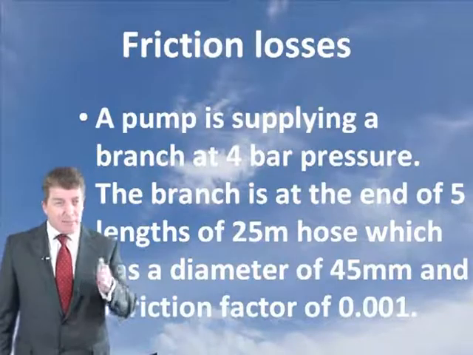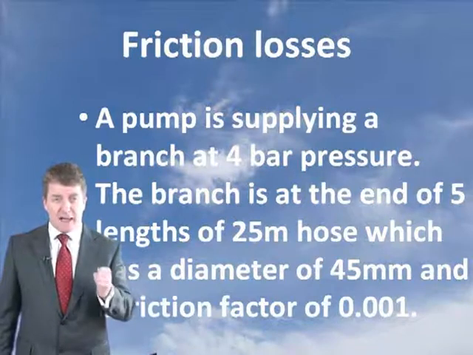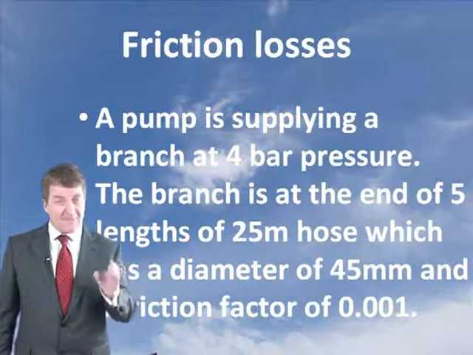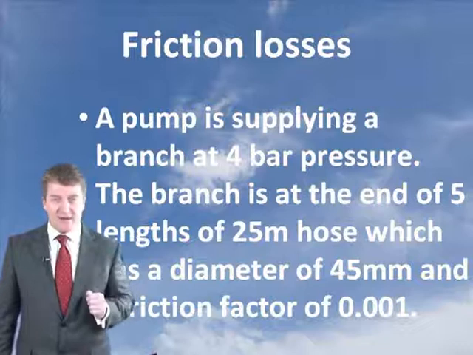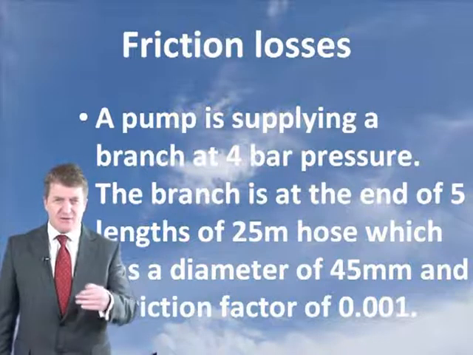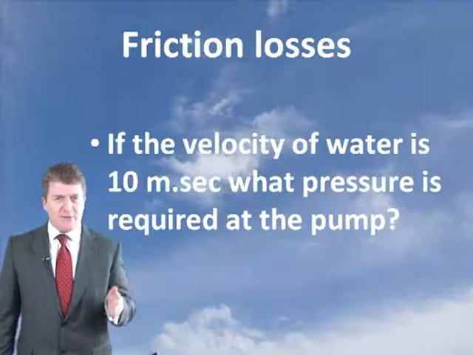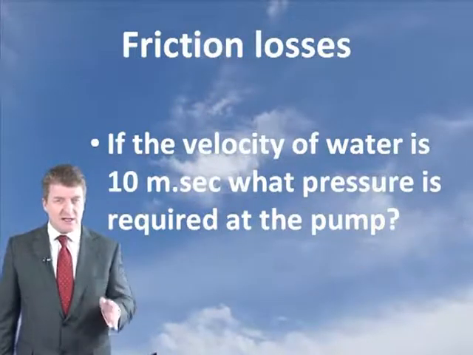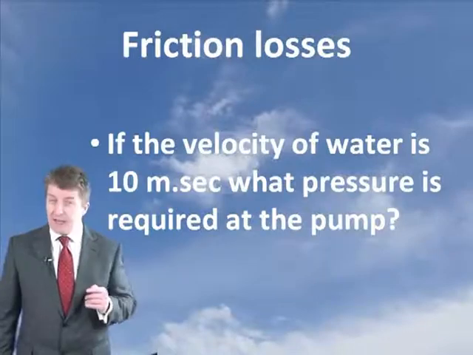Let's do another example. A pump is supplying a branch at 4 bar pressure. The nozzle is at the end of 5 lengths of 25 metre hose, which has a diameter of 45 millimetres and a friction factor of 0.001. If the velocity of the water is 10 metres a second, what pressure is required at the pump?